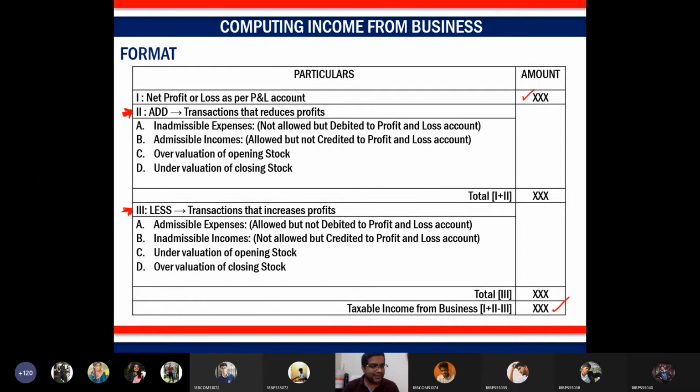It seems simple, but it's not as simple as it sounds or looks, because there are a lot of things which you have to understand. So let's focus on step number two, which says add transactions that reduce net profit. Here, the first item under this heading is inadmissible expenses. You have to understand what we mean by inadmissible expenses and inadmissible incomes, and what we mean by admissible expenses and admissible incomes. Four things you have to understand.